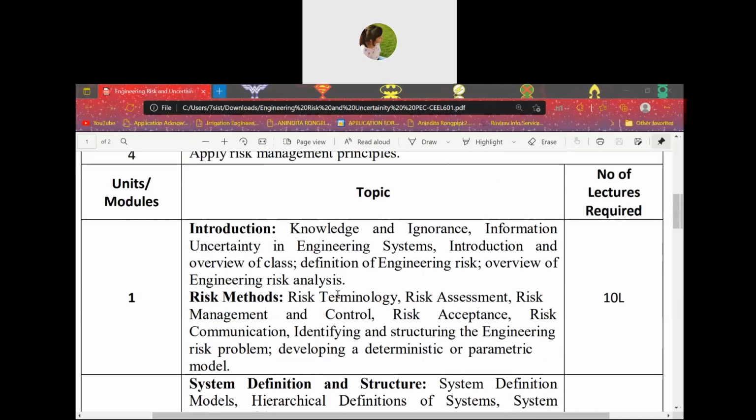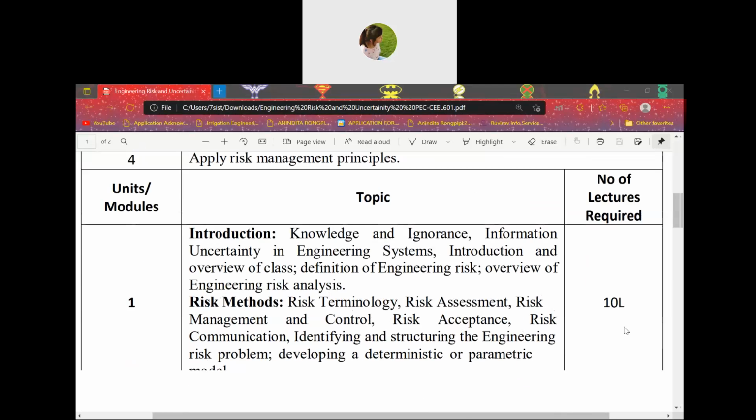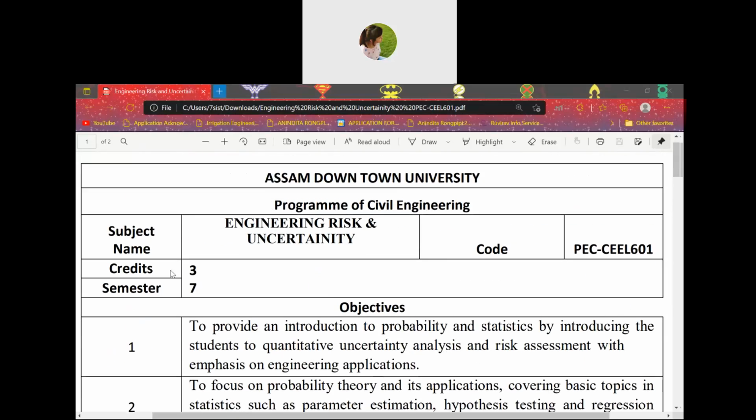The next one is unit number 5. The topic is data needs for risk studies: what type and what kind of data you will need to study different risks. Under the data needs for risk studies, we'll study elicitation methods of expert opinions and their guidance. It is a total of 3 lectures. So the total number of lectures we'll have to do is 30.